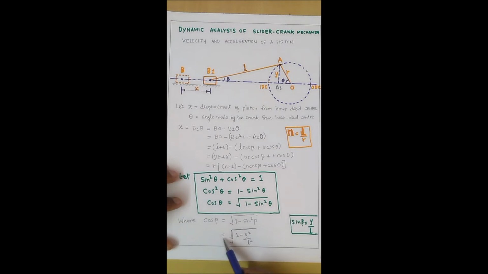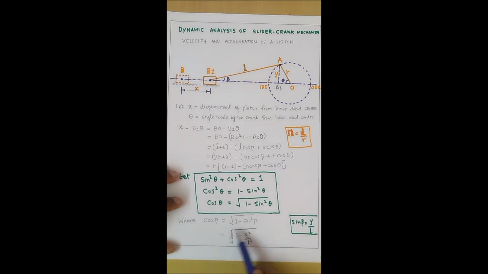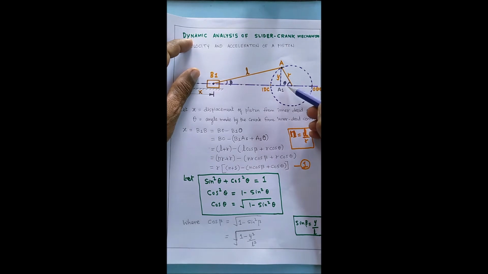So cos beta is equal to root of 1 minus sin squared beta, which is y squared divided by L squared. From the diagram, sin beta is equal to the opposite side, y, divided by the hypotenuse, L. So sin beta is equal to y by L. So that is equal to root of 1 minus y squared divided by L squared. From the diagram, sin theta is equal to opposite side by hypotenuse. So sin theta is equal to y by r.